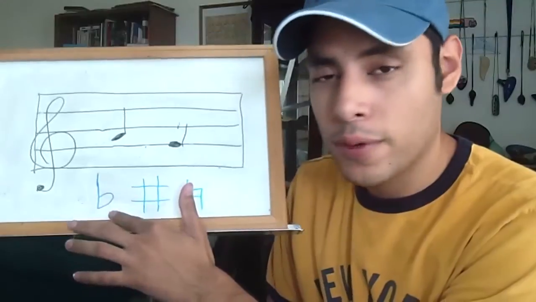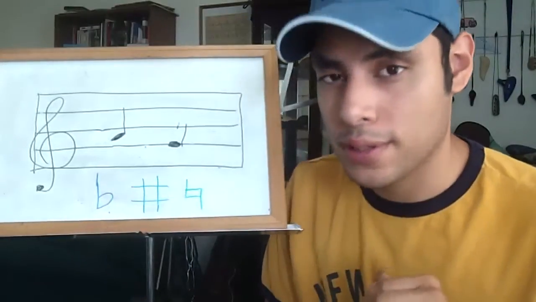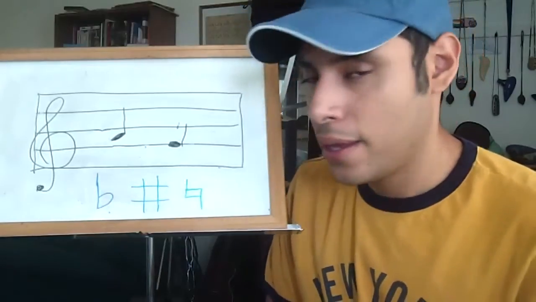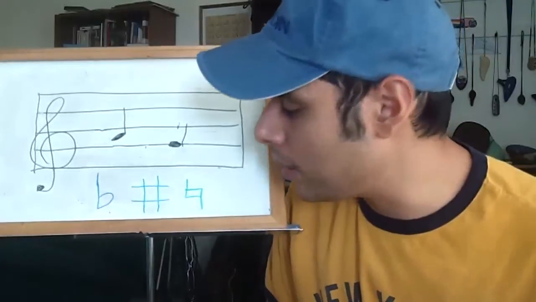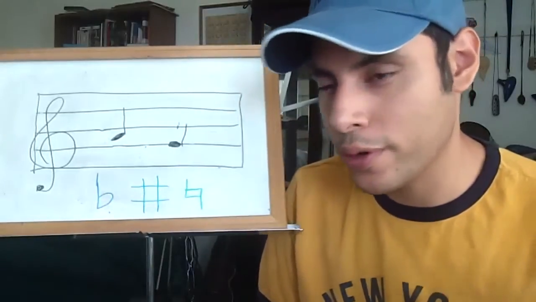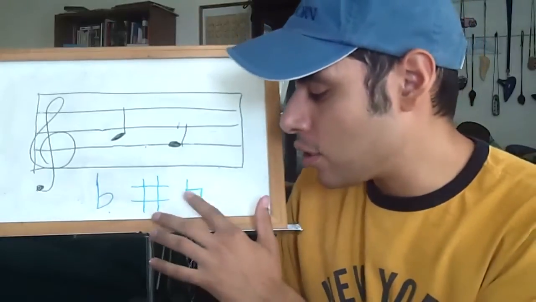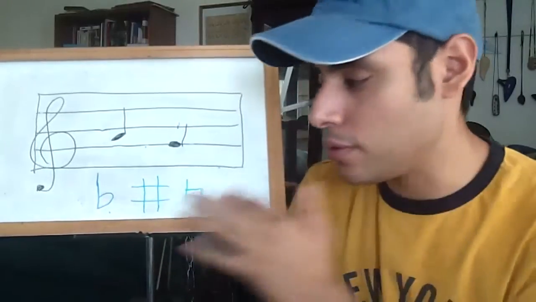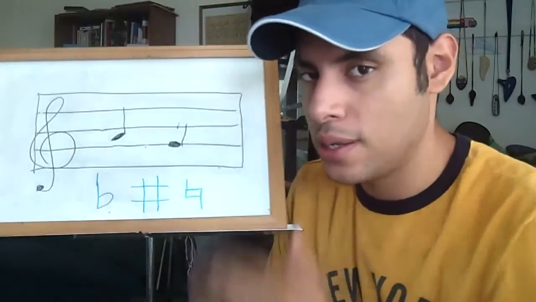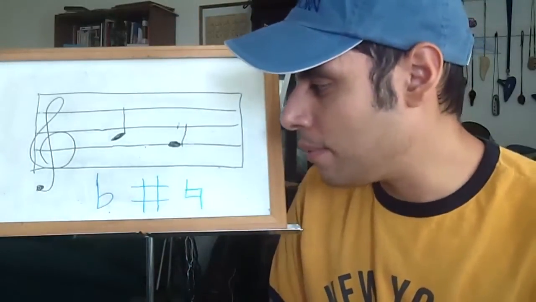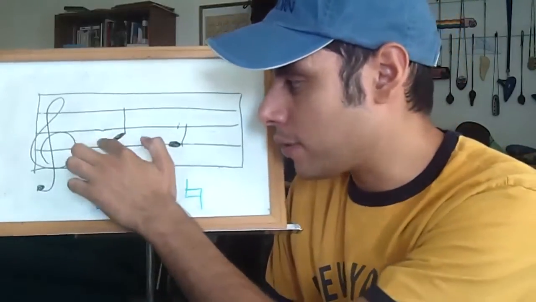The flat, which looks like a B or a 6, lowers whatever pitch you want by a half step. On the contrary, the sharp, which looks like a pound sign or a tic-tac-toe board, raises a pitch by a half step. And then the natural cancels those out whenever you have repeating notes in the staff.